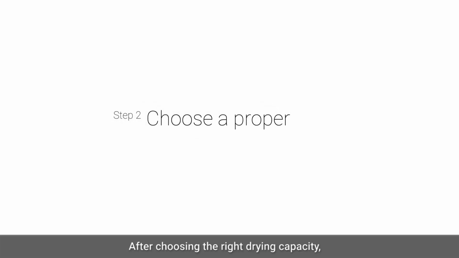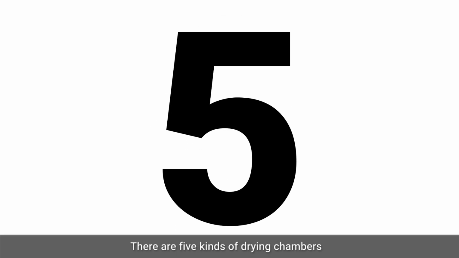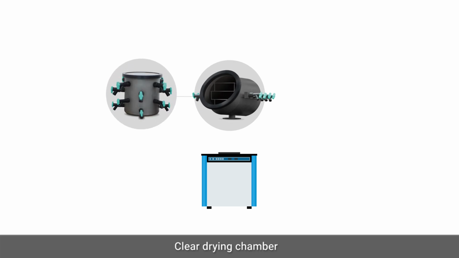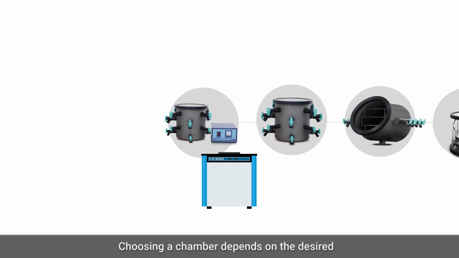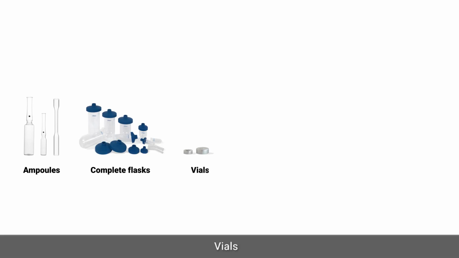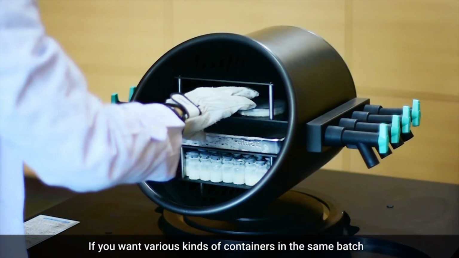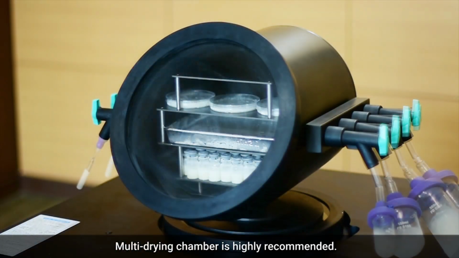After choosing the right drying capacity, you need to choose a proper drying chamber. There are 5 kinds of drying chambers for tabletop and lab scale freeze dryers: multi-drying chamber, vertical drying chamber, clear drying chamber, heated drying chamber, and manifold chamber. Choosing a chamber depends on the desired kind of containers for the content being freeze-dried: ampules, complete flasks, vials, serum bottles, trays, or petri dishes. If you want various kinds of containers in the same batch, multi-drying chamber is highly recommended.